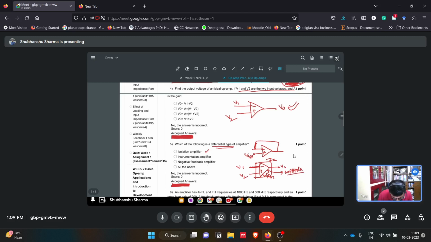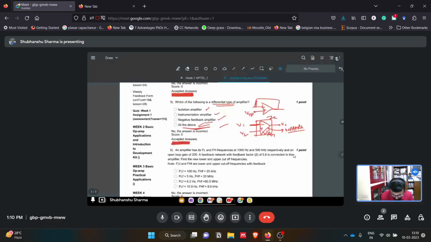Then there is a negative feedback amplifier. You know how it looks. Based on that, what will be the answer for this question? You can solve that. Differential basically means the op-amp is fed with these input voltages and it is amplifying the difference of the inputs given. So based on that you have to answer this.